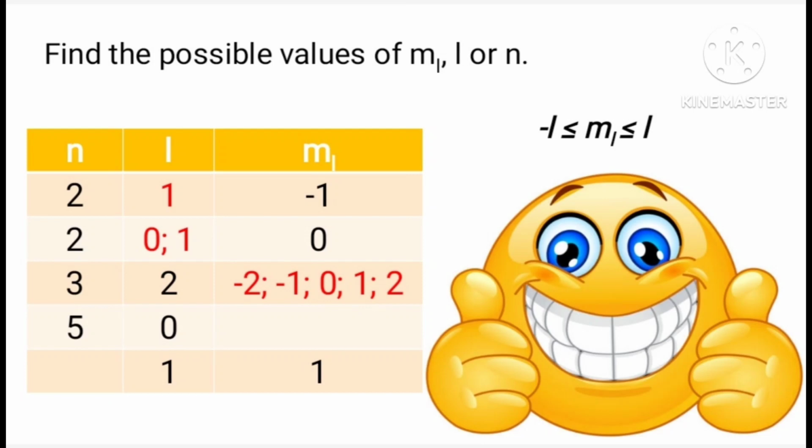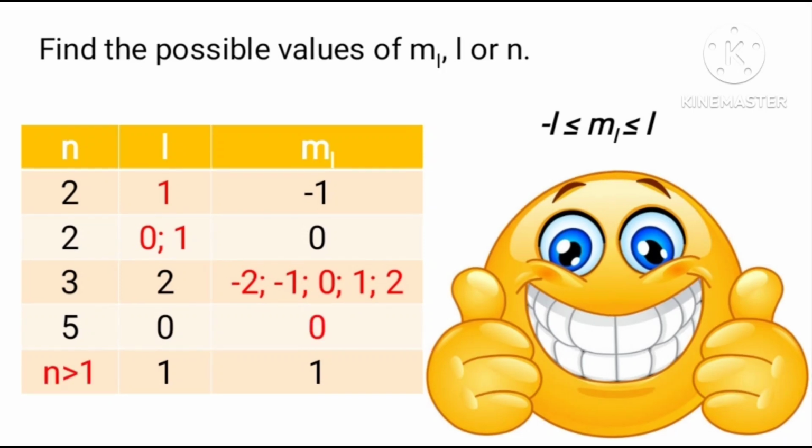Let's now have a look at the next row. n is 3. So L is 2. ML might vary from minus 2 up to 2: minus 2, minus 1, 0, 1, and 2. The next one. Okay.